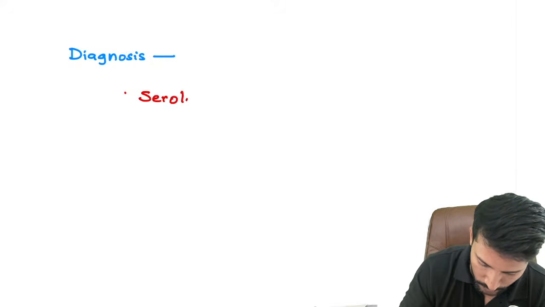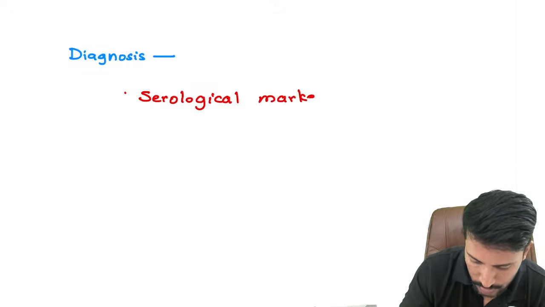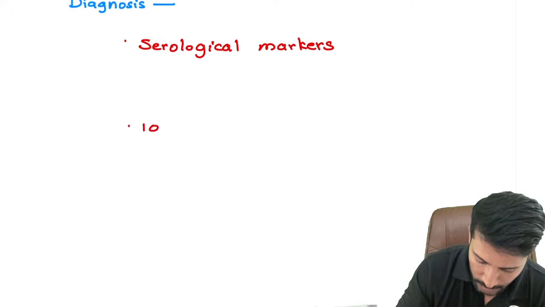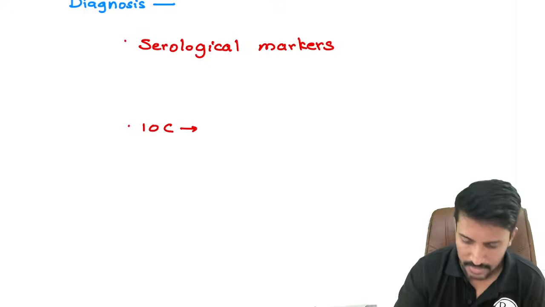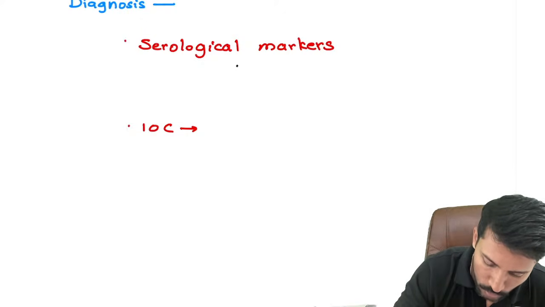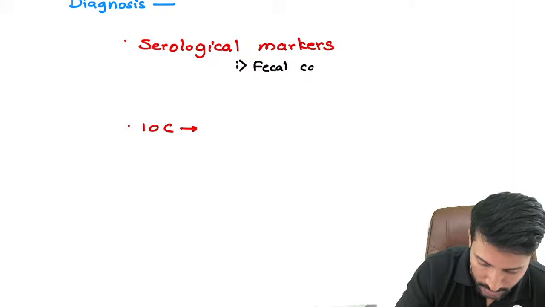Serological markers. What serological or blood investigations can I do for diagnosis of ulcerative colitis or Crohn's disease, and what will be considered as the investigation of choice? So under serological markers, I want you to write 2 things. First thing is fecal calprotectin.